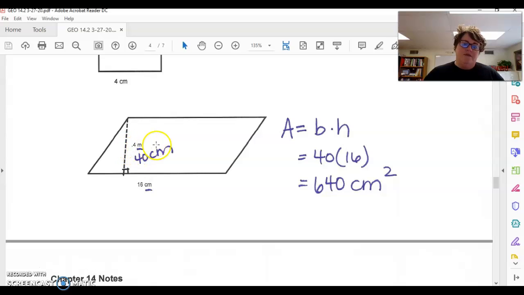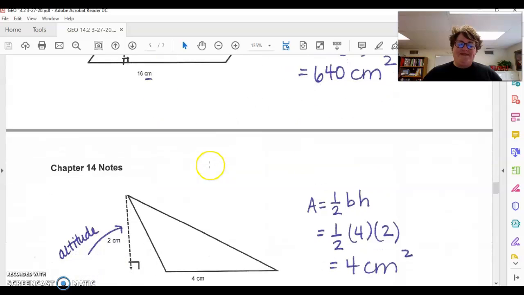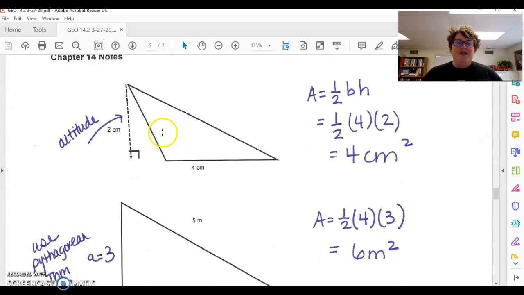So I converted meters to centimeters. So 2 places to the right. And then base times height for the parallelogram. Okay, here's a triangle where the height is on the outside, and again, it's called the altitude. So 1/2 base times height.